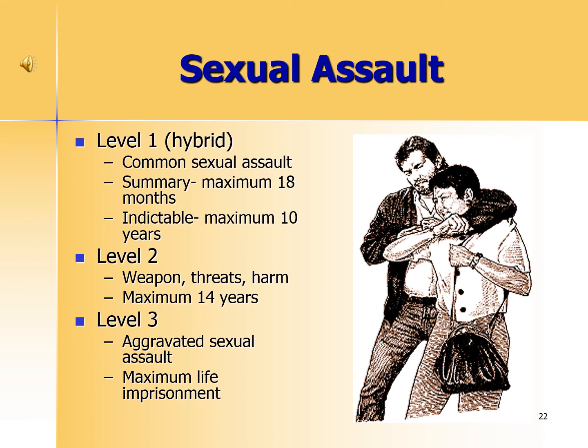So sexual assault, again, is an example of an offense that has various levels based on the seriousness of the offense. And it's also an example of a particular criminal offense that is a hybrid offense. In other words, it can be prosecuted by the Crown as either a summary or indictable offense.